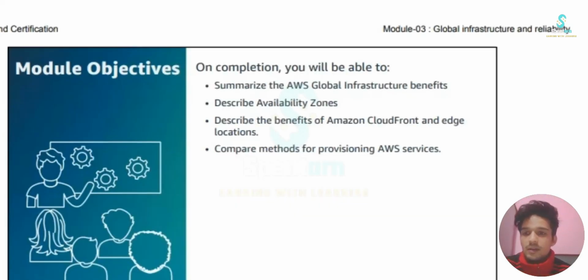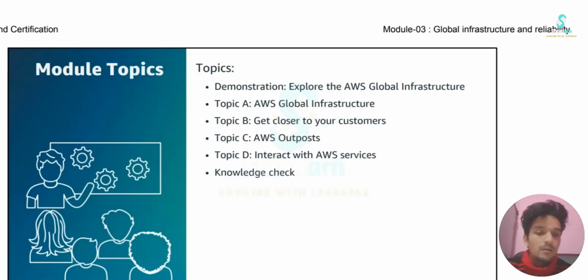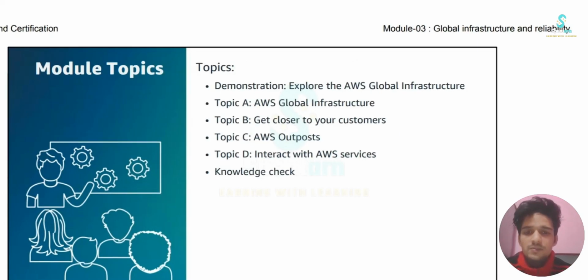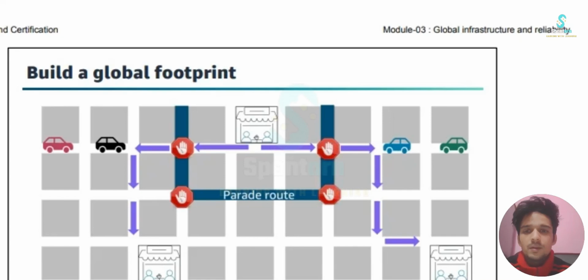So here we are. On completion, you will be able to summarize the AWS global infrastructure benefits, describe availability zones, describe the benefit of Amazon CloudFront and edge locations, and compare the methods for provisioning AWS services. These are the topics which we are going to discuss today.